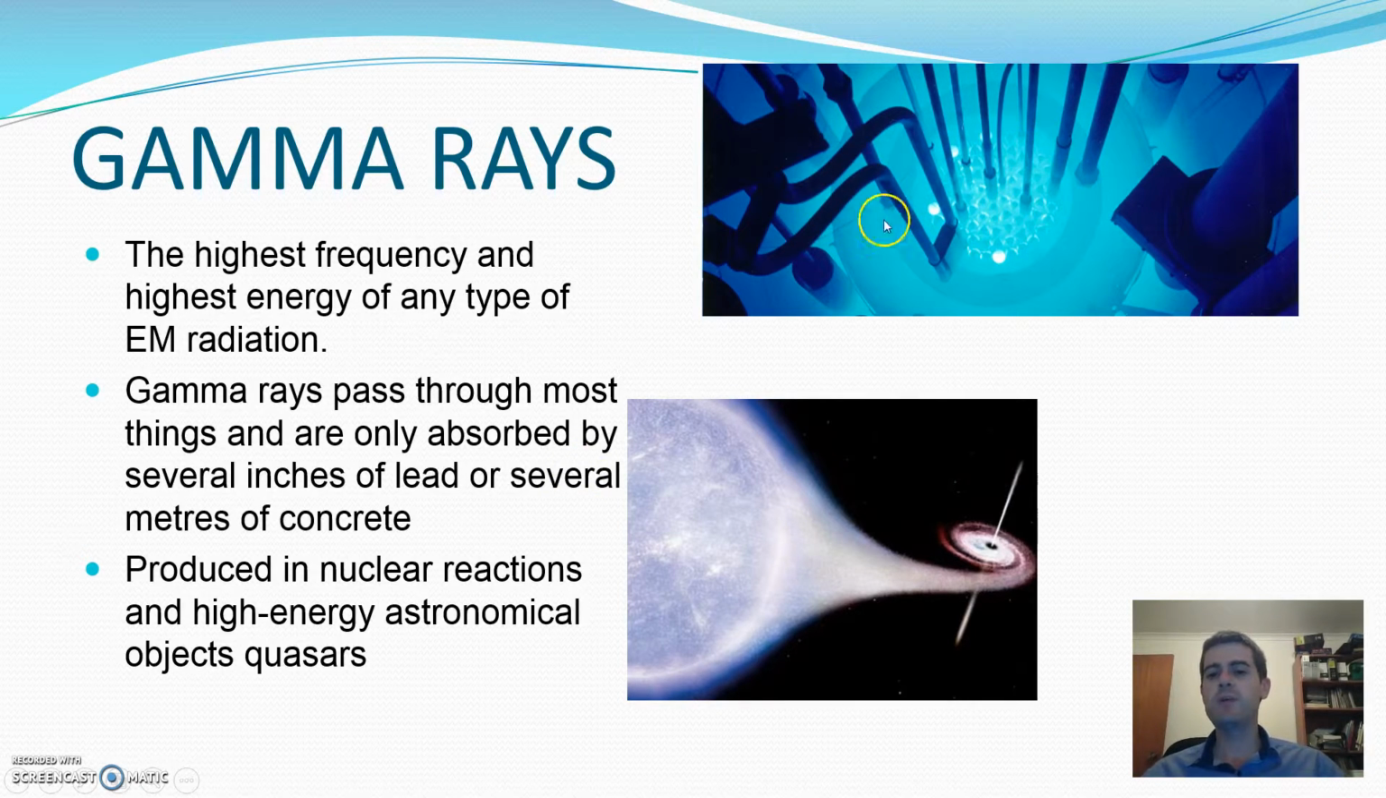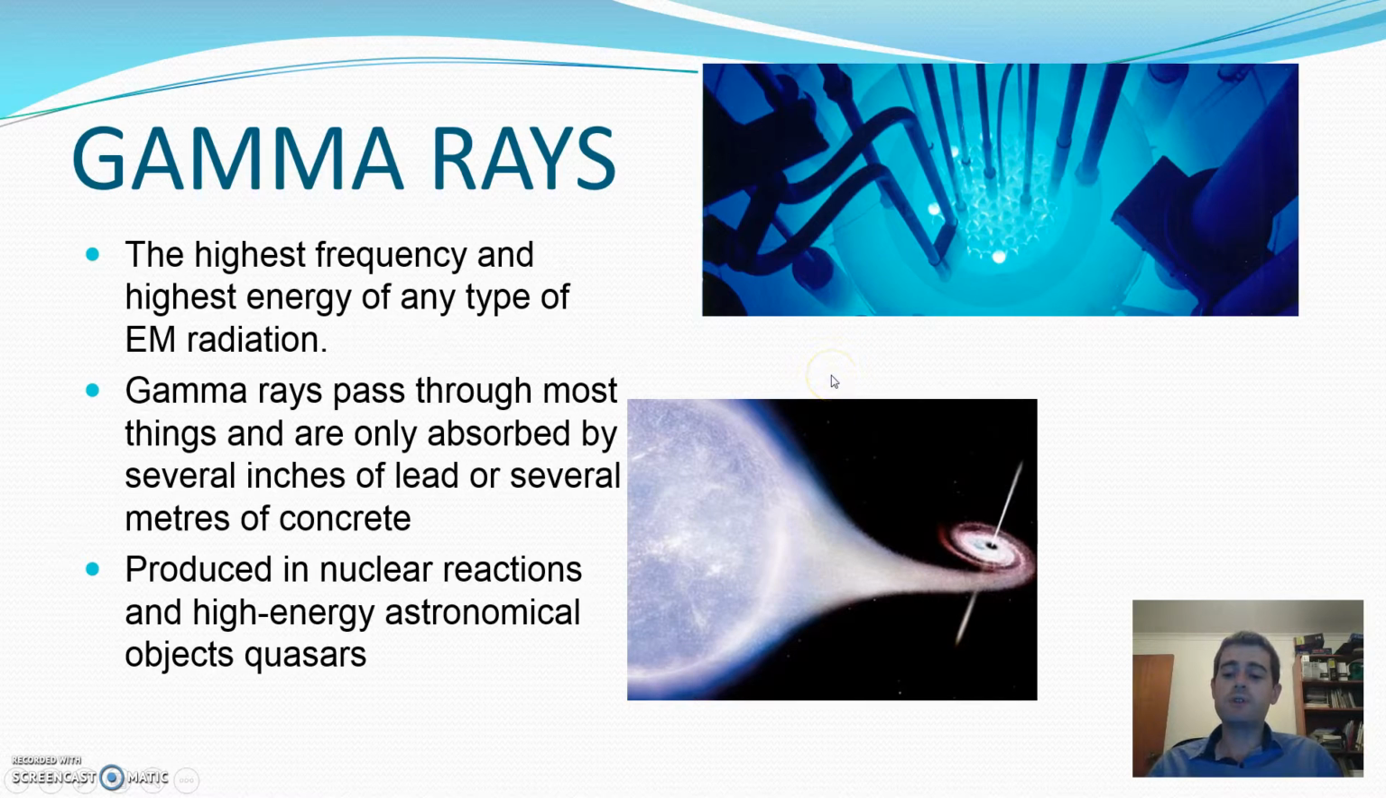So here we've got a picture of a typical nuclear reactor core. Now the blue glow, people think that that's caused by the gamma rays. That's not the case. It's caused by another thing called Cherenkov radiation. Quite complicated, we won't go into it here, but basically that's what's causing the blue glow there. The actual gamma rays themselves, their frequency is way beyond what the human eye can see, so we can't actually observe the gamma rays being produced.